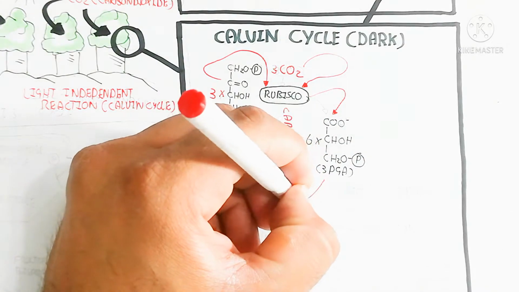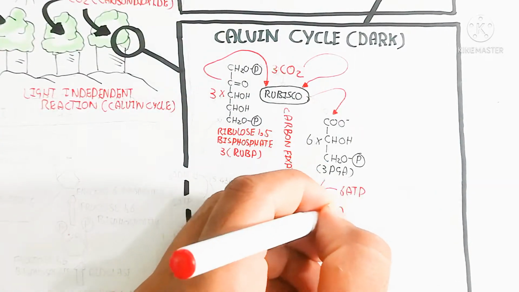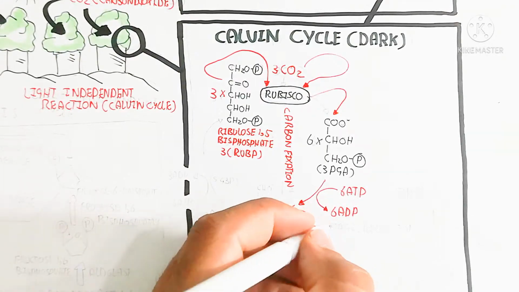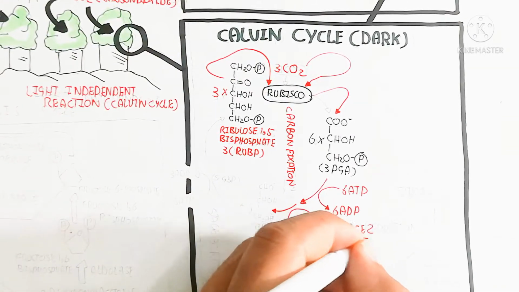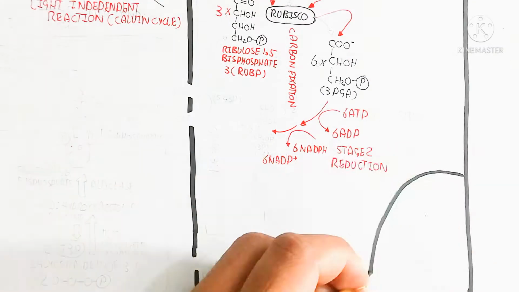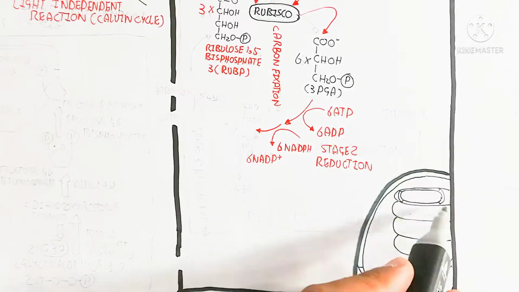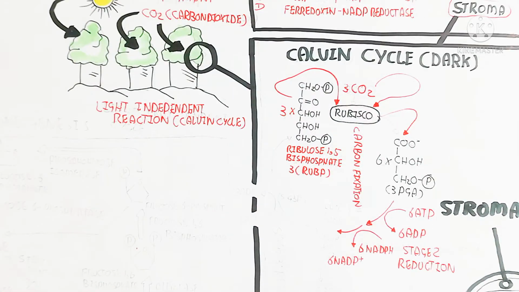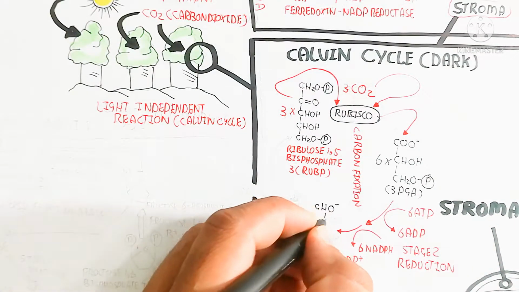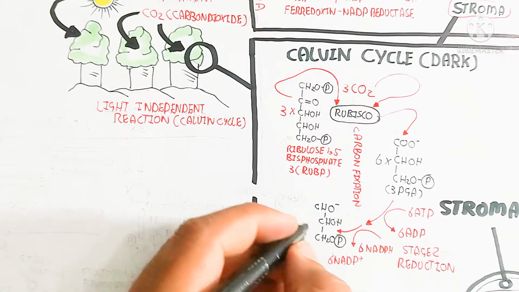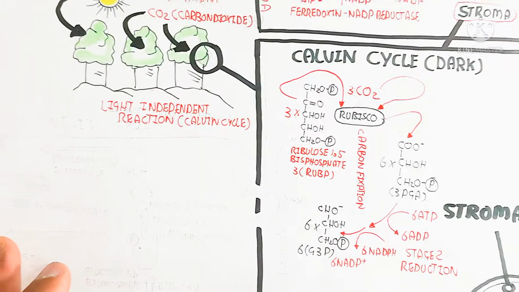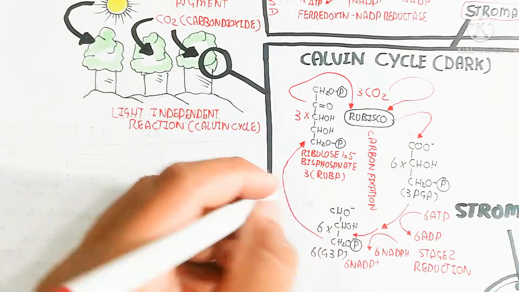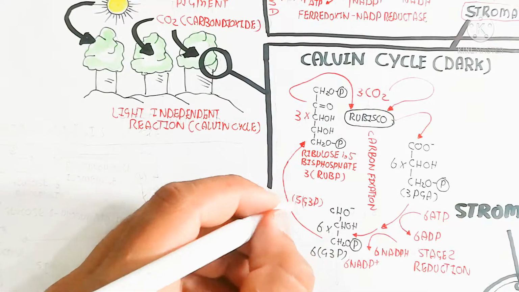With 3 molecules of RuBP, ultimately 6 into 3 is 18 carbons, and due to the 3 carbon addition, the molecule splits into 3-PGA, phosphoglycerate. This phosphoglycerate will be reduced using 6 ATP here in the stroma of the chloroplast. So 6 ATP and 6 NADPH are used after the carbon fixation, in the reduction stage, to produce 6 glyceraldehyde 3 phosphate, which leads to the glucose molecule.